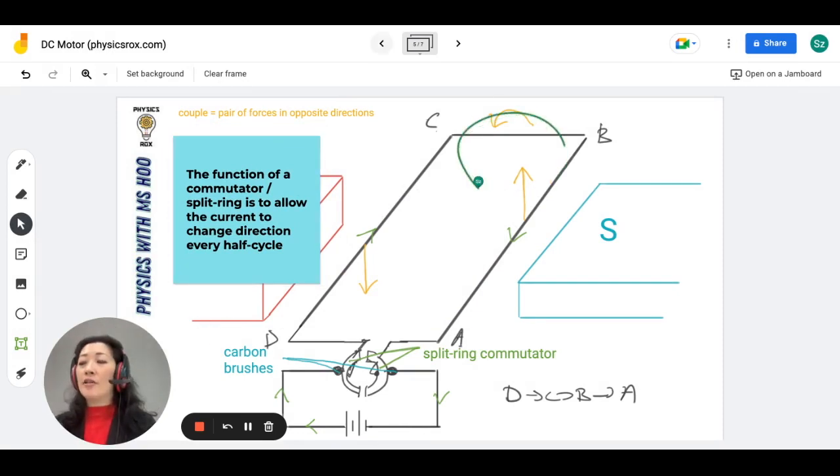So the function of this entire contraption is actually to allow for continuous rotation. So by hooking up a wire coil with a split ring and carbon brush to the circuit, we can get a coil that's able to continuously rotate. And this is a DC motor.